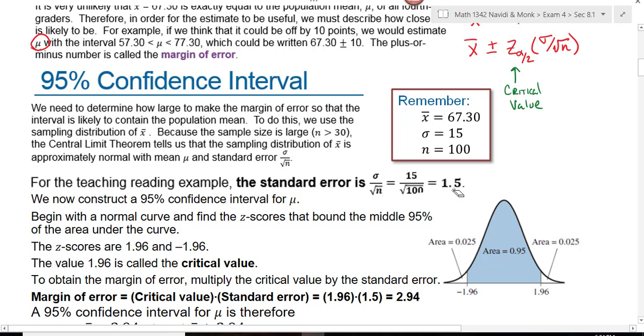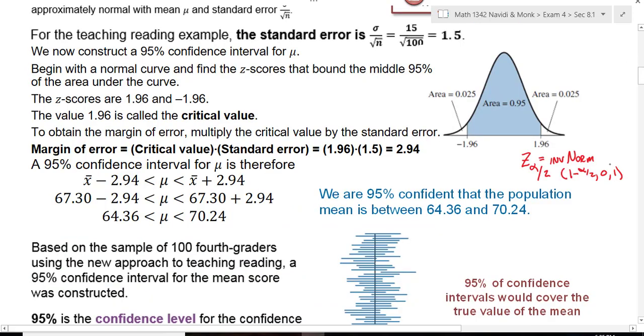So now we construct a 95% confidence interval for mu. We begin with the normal curve and then find the z-score that bounds the middle 95%. When we do that, we come up with these z-scores of negative 1.96 and positive 1.96. The one that's on the positive side is what we call our critical value. And do you remember how we would get this number on the calculator if this was the area that I wanted in the middle? Inverse norm, not 0.95, it's 1 minus 0.025. Well, that's 1 minus alpha over 2, and the mean is 0 and the standard deviation is 1.